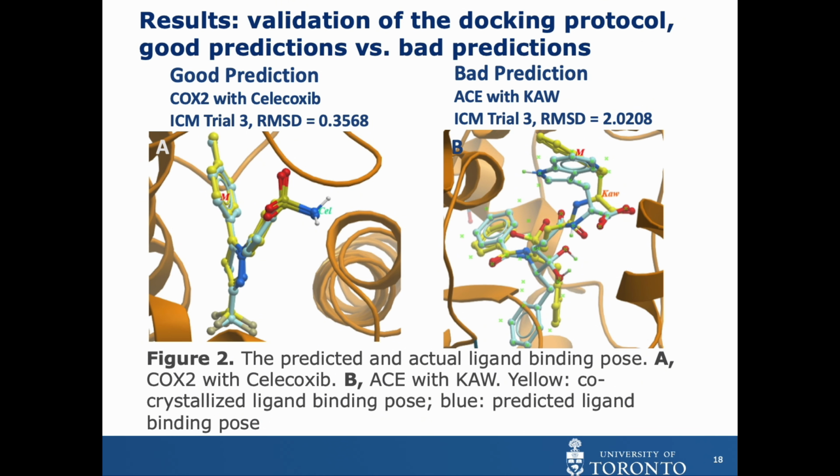Figure 2 illustrates examples of both accurate and inaccurate predictions. In Figure 2a, the predicted binding pose aligns well with the actual binding pose, demonstrating a successful prediction. In contrast, Figure 2b shows a poor prediction, where the predicted binding pose does not match the actual pose due to incorrect functional groups positioning.